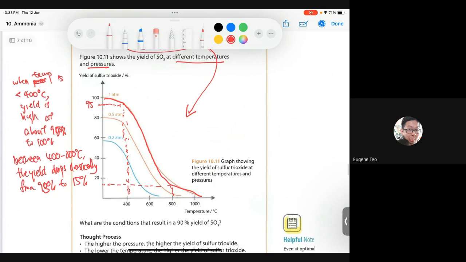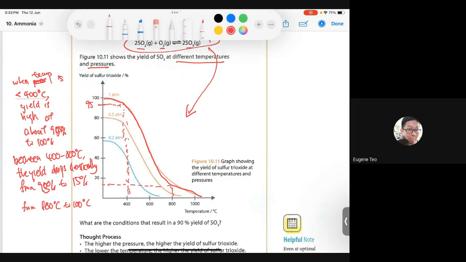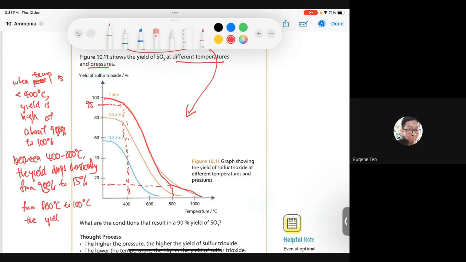And the last part is from 800 degrees Celsius to 1000 degrees Celsius, where the yield decreases, actually, maybe not decreases slightly, decreases less steeply from 15% to, let's take this as about 10%. So you can see how I look at the graph and describe it accordingly, based on my knowledge of reversible reactions and also the interpretation of pressure and temperature.